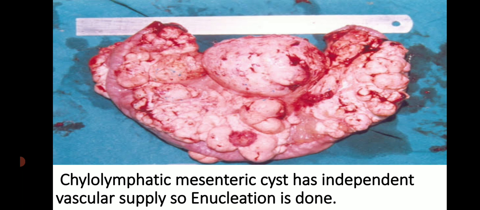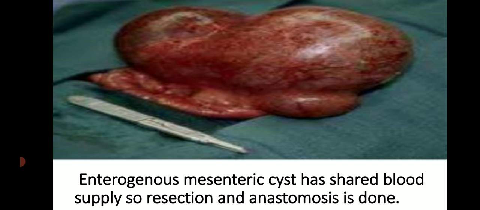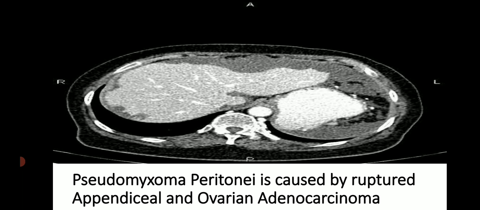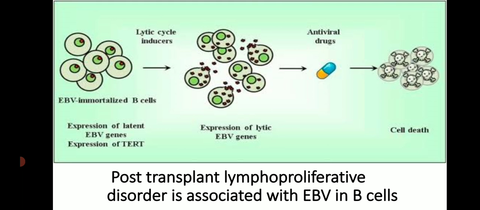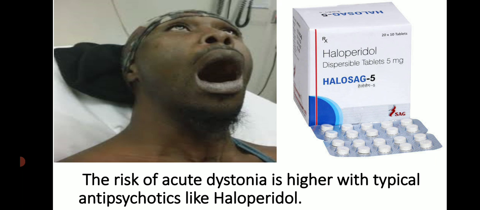Chylolymphatic mesenteric cyst has independent vascular supply, so enucleation is done. Enteric mesenteric cyst has shared blood supply, so resection and anastomosis is done. Pseudomyxoma peritonei is caused by rupture of appendiceal and ovarian adenocarcinoma. Post-transplant lymphoproliferative disorder is associated with Epstein-Barr virus in B cells.